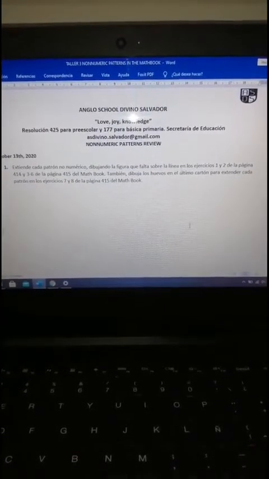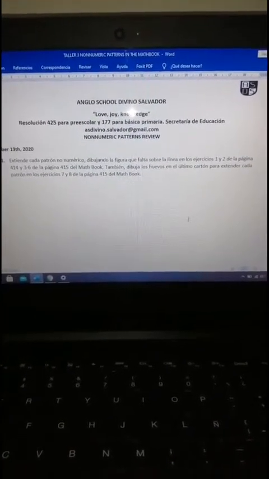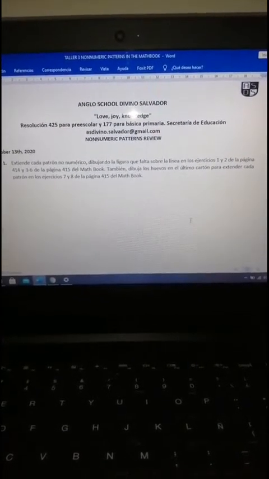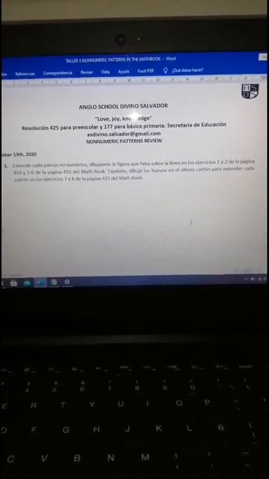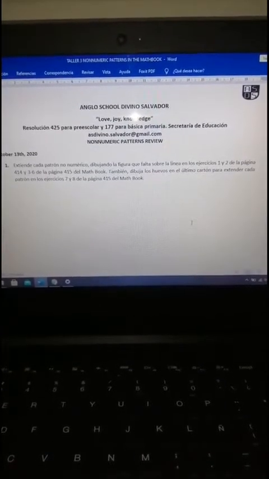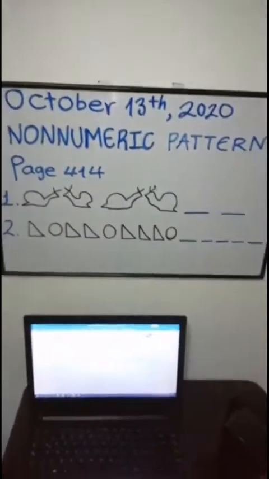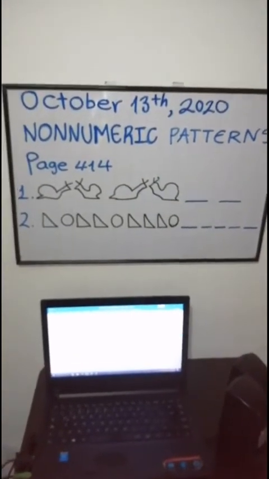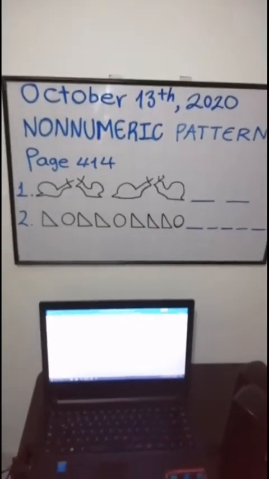Point number 1. Extiende cada patrón no numérico dibujando la figura que falta sobre la línea en los ejercicios 1 y 2 de la página 414 y 3 al 6 de la página 415 del Mathbook. También dibuja los huevos en el último cartón para extender cada patrón en los ejercicios 7 y 8 de la página 415 del Mathbook. So, pay attention to me. So, open your math book in page 414.